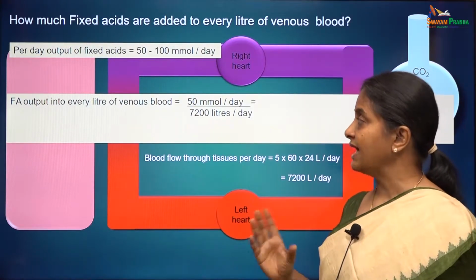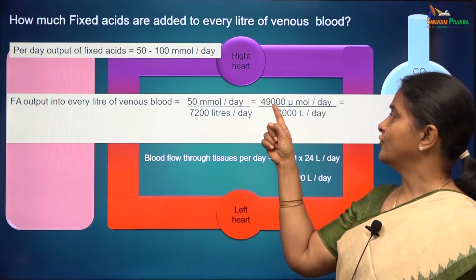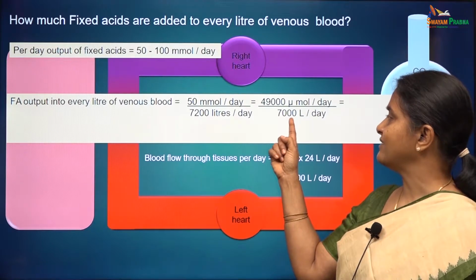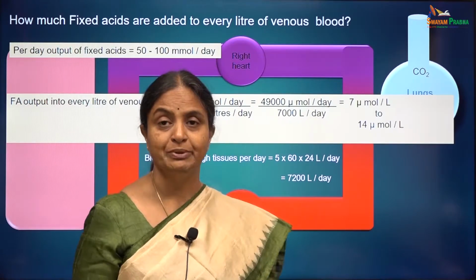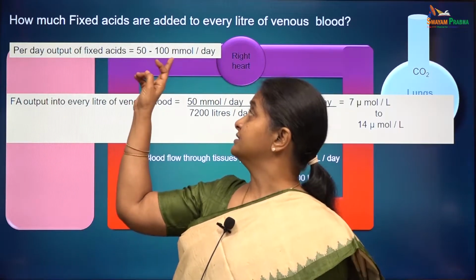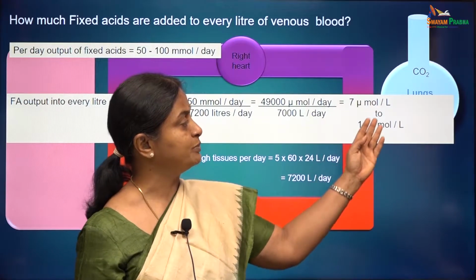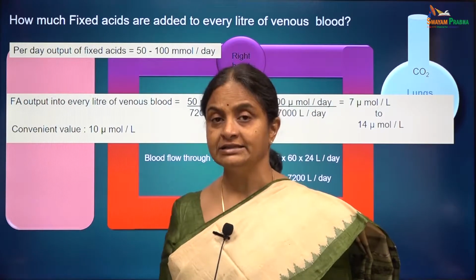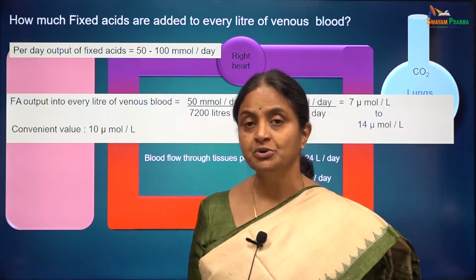7,200 liters. To make calculations easier, I will make that 49,000 micromoles a day divided by approximately 7,000 liters a day. That gives us a value of 7 micromoles per liter of fixed acid output. If we consider the range 50 to 100, we will have this going from 7 micromoles per liter to 14 micromoles per liter. Let us take a convenient value for discussions and say that the fixed acid output is about 10 micromoles per liter of blood that courses through tissues.